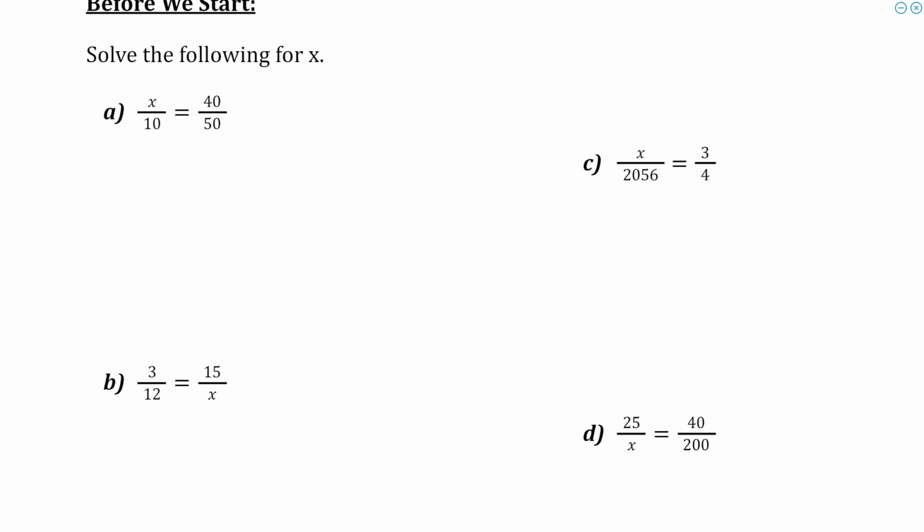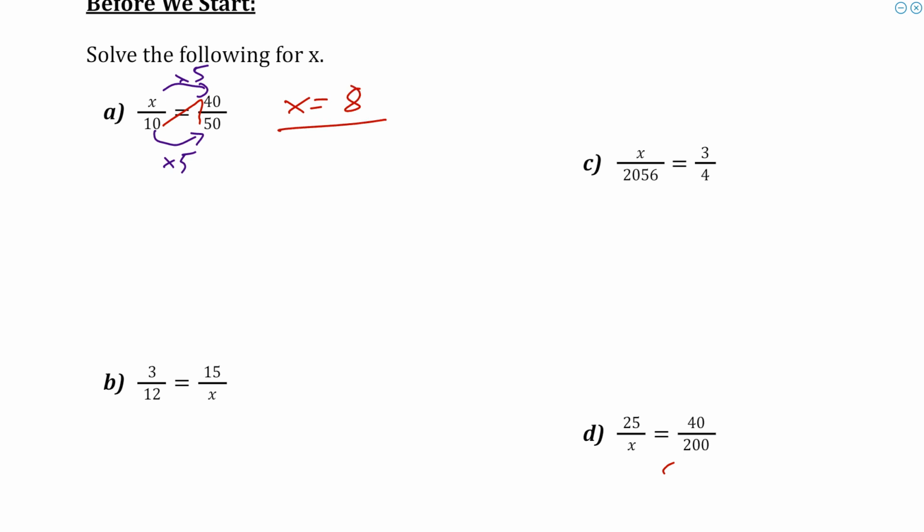Maybe some of you are like, well, I don't know, but I know cross multiply divide. 10 times 40 divided by 50, feel free, sure, that's fine. But what I notice exactly is, to get from here to here is times 5. So whatever this is times 5 is equal to 40. So x is 8.